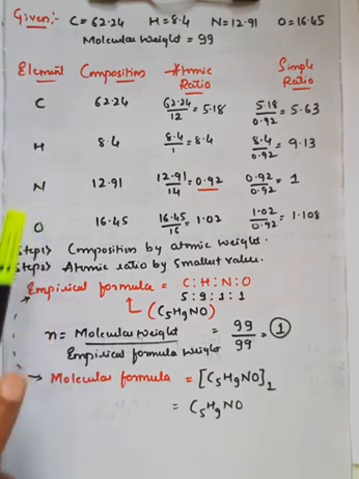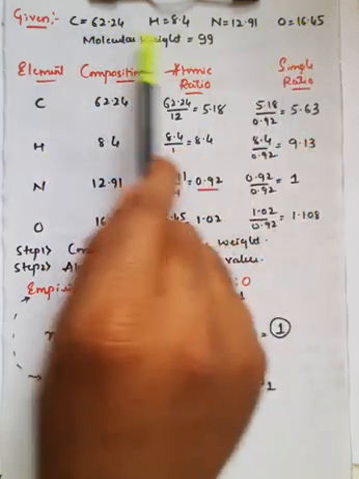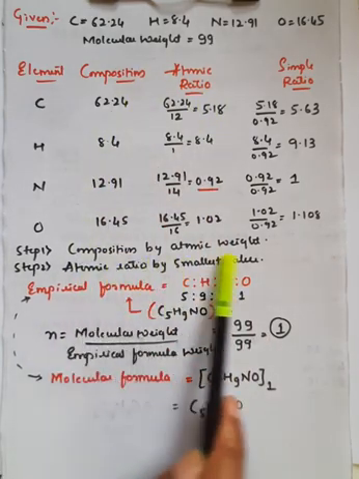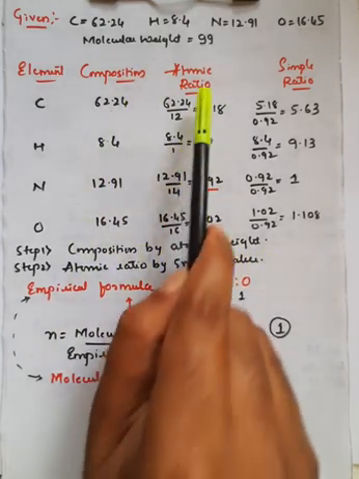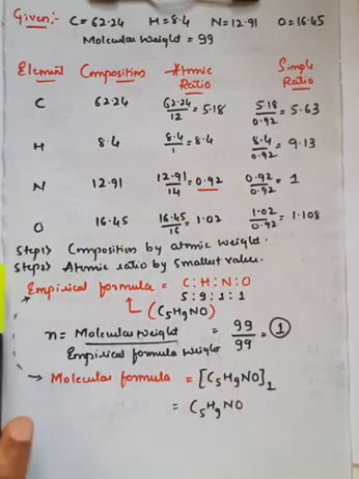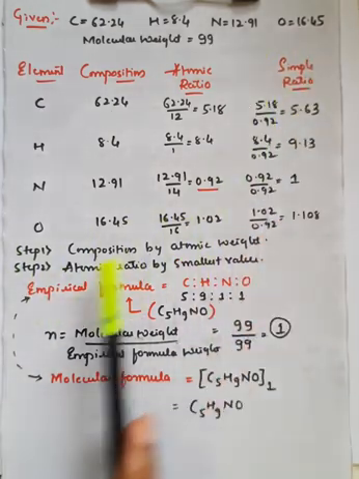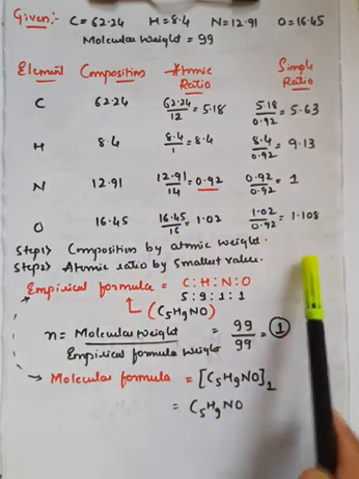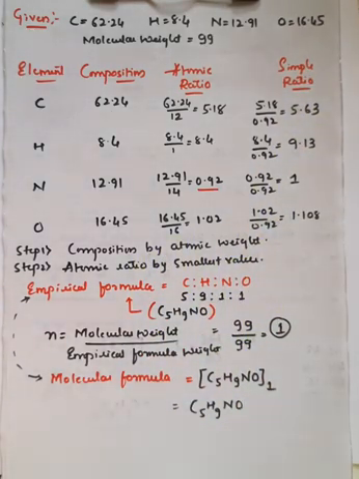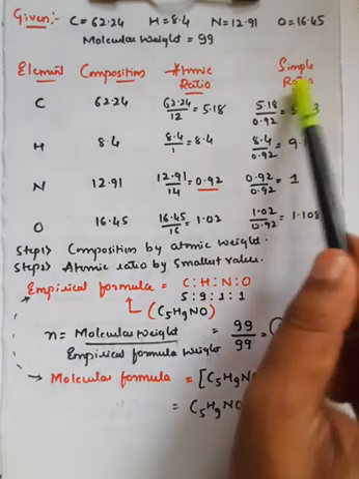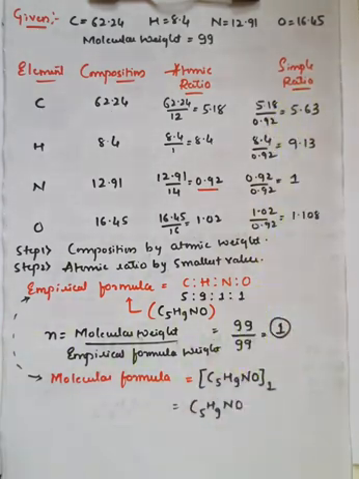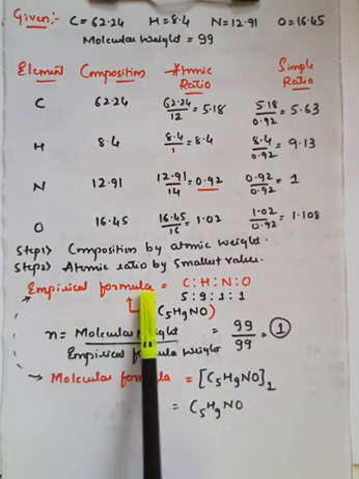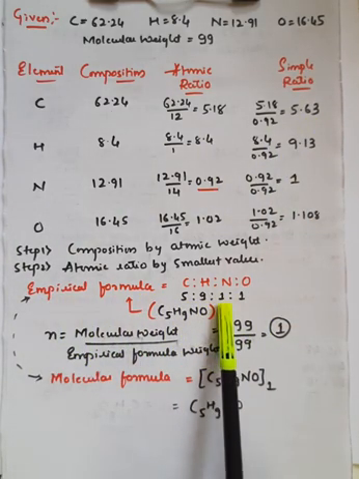Carbon, hydrogen, nitrogen and oxygen, and their composition they have already given. Write the composition. Further, atomic ratio is the first step, composition by atomic weight. You'll get certain values, and the second step is to calculate the simple ratio, that is the atomic ratio divided by the smallest value. Whatever the smallest value is, you put that value and you'll get the ratio, and take the whole number, don't take decimals. Always take the nearest whole number, so you'll get the empirical formula in the ratio of 5:9:1:1.